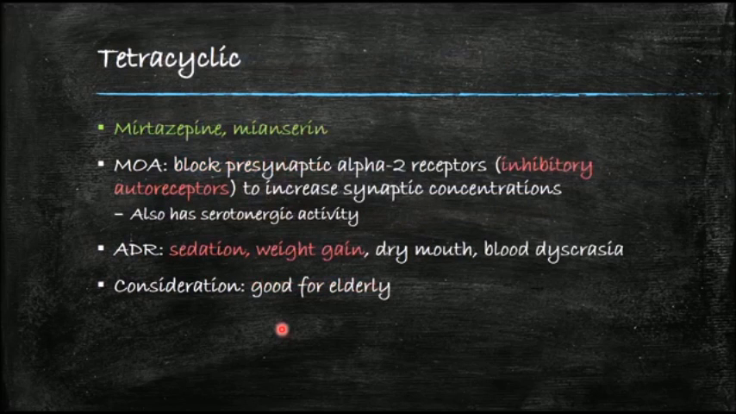Tetracyclics, once again, you don't really need to know about these ones, but these are good for the elderly because they cause sedation and weight gain. Depression in the elderly can precipitate symptoms such as insomnia and weight loss. So this drug is really good for the elderly. And these ones block your presynaptic alpha-2 receptors. So they stop the autoreceptors from realizing that there's lots of noradrenaline out there, therefore let's stop creating it.